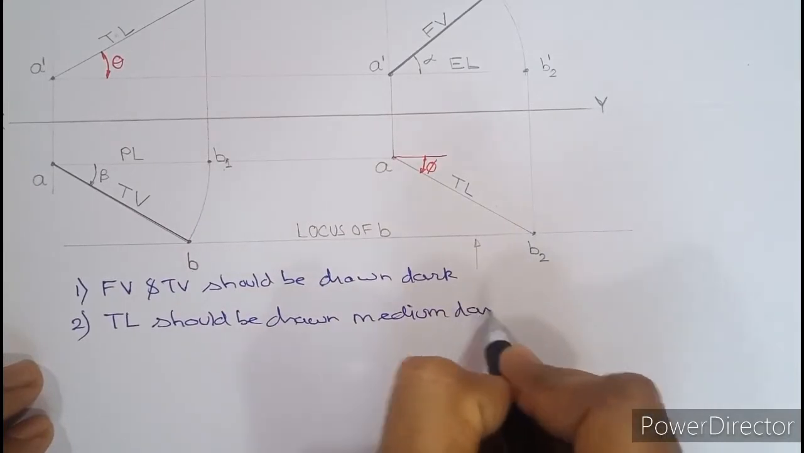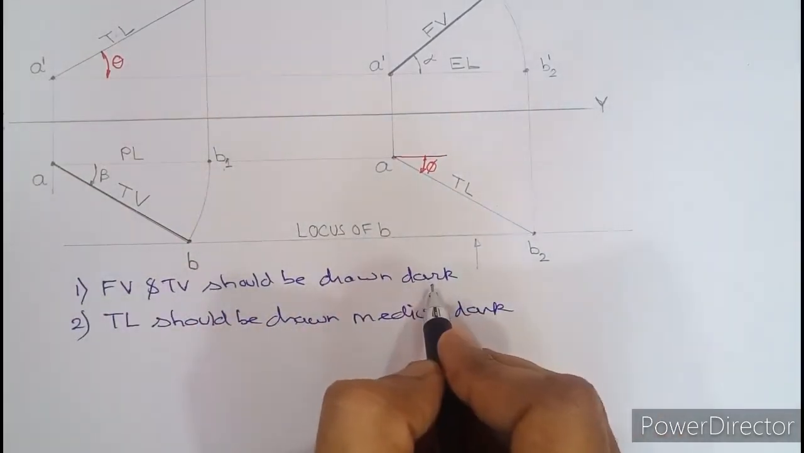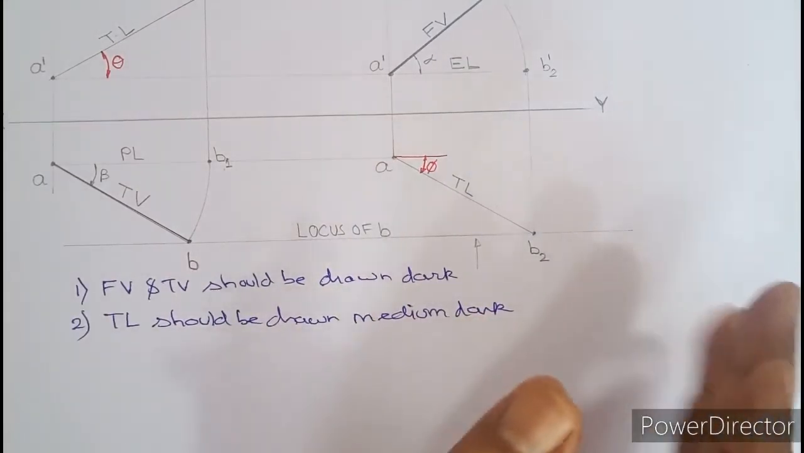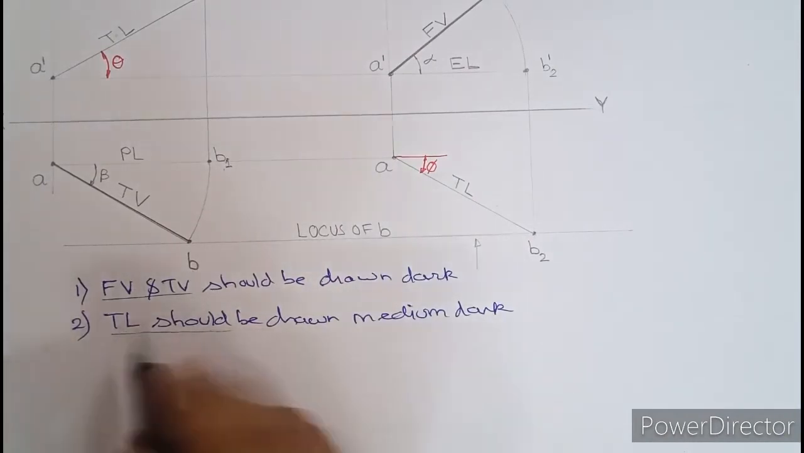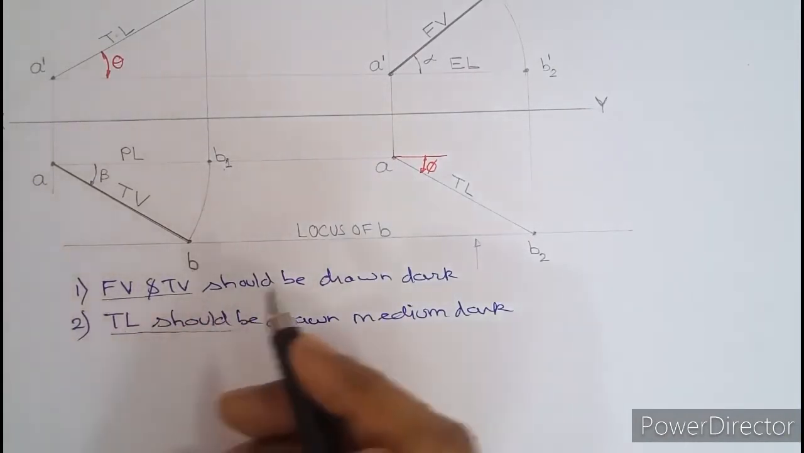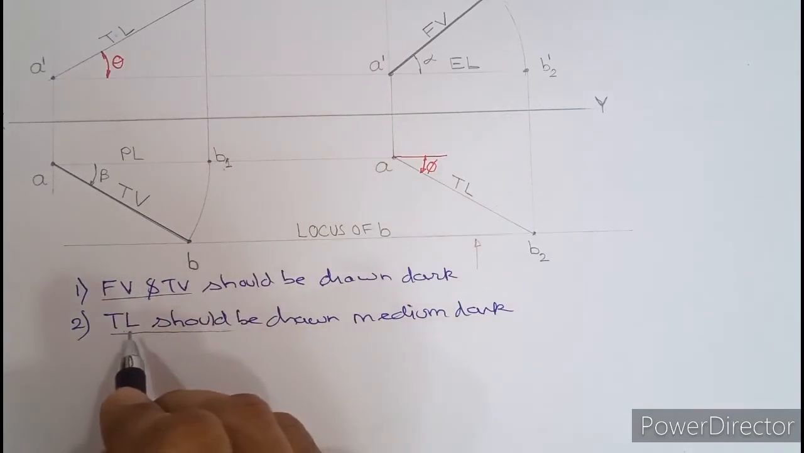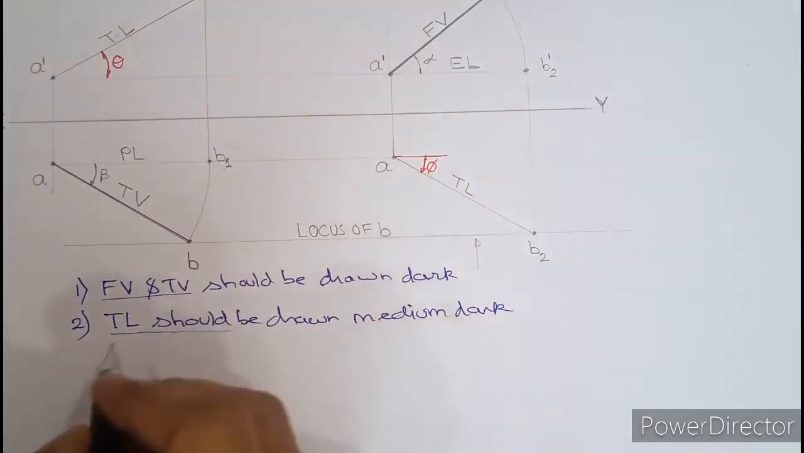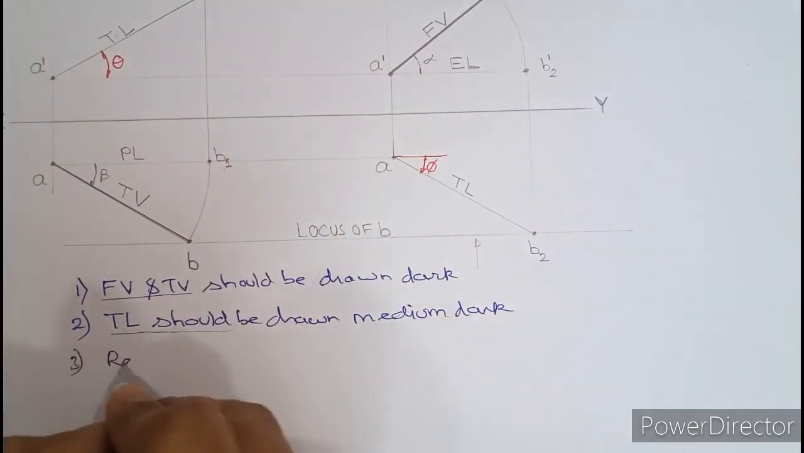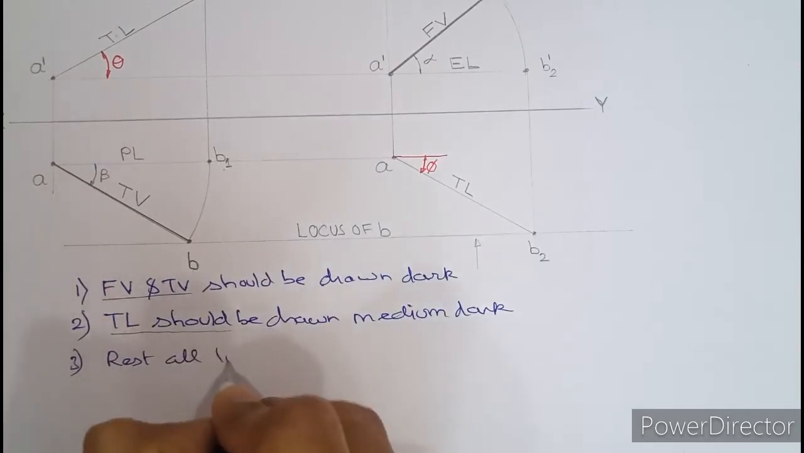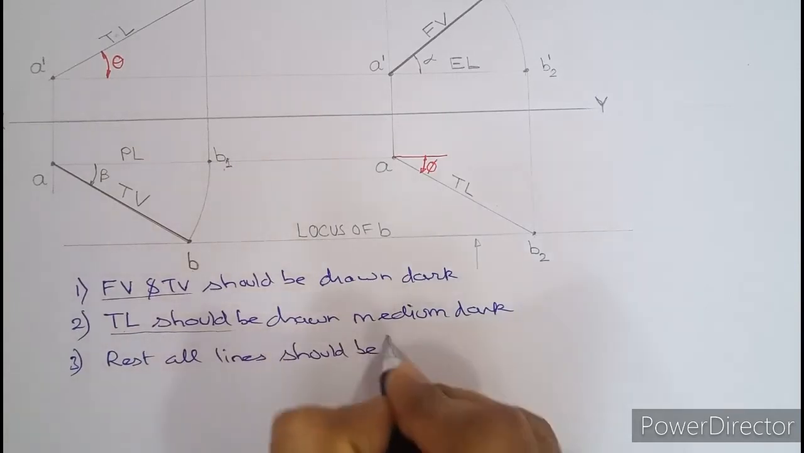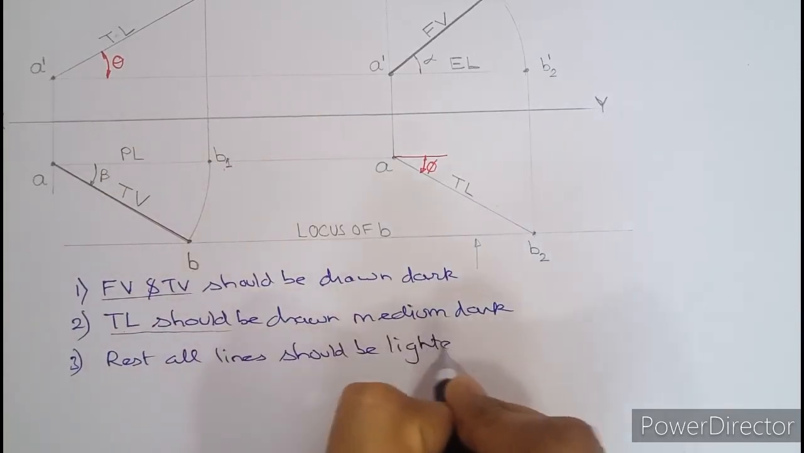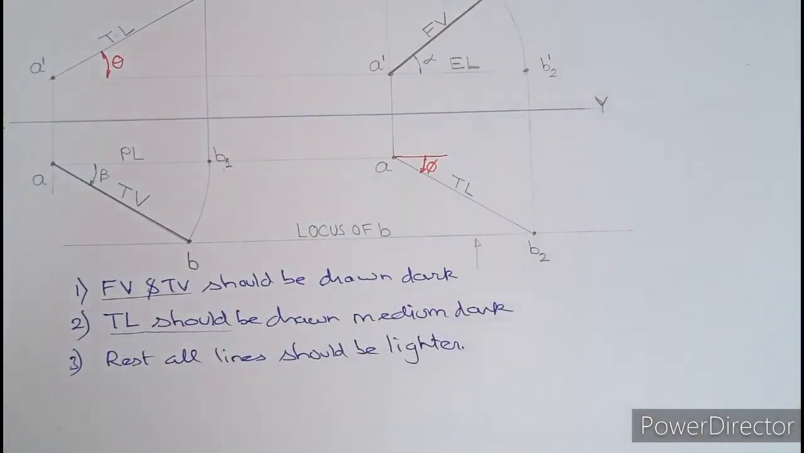So if I ask you logically, why top view and front view should be dark? Because orthographic had taught us always the views are dark. You drew front view, top view, side view dark. That's why. Why true length should be medium dark? True length means actual line, and actual line is not physically present. It is imaginary, and imaginary lines are drawn medium dark. Third, rest all lines should be lighter. So you should thoroughly remember this while learning this topic.